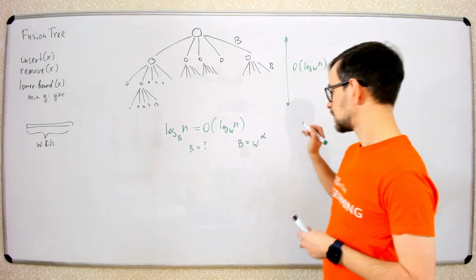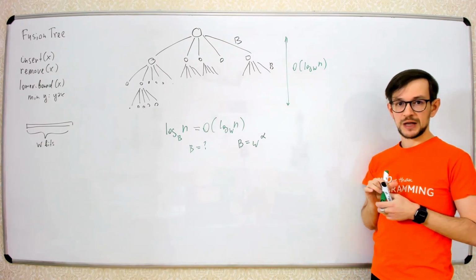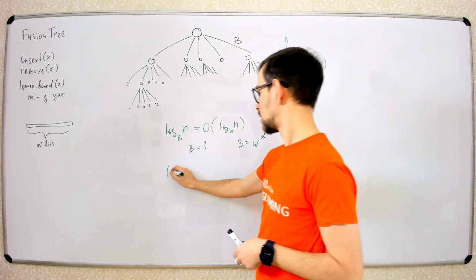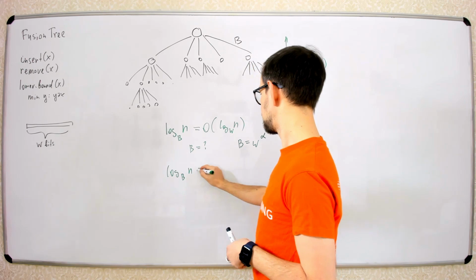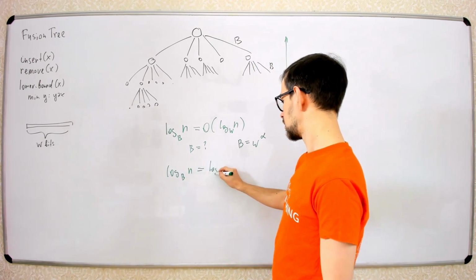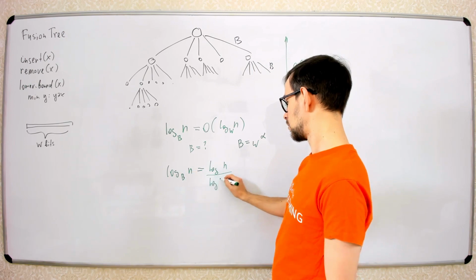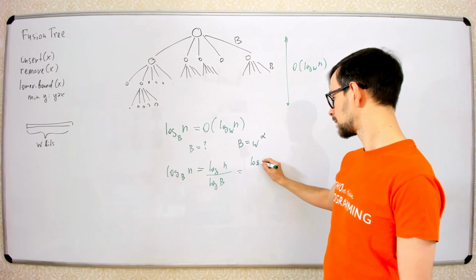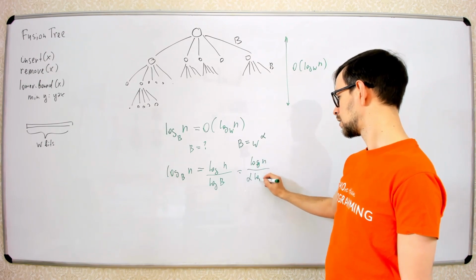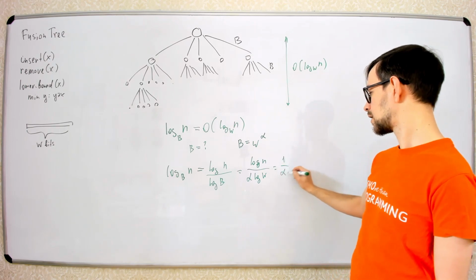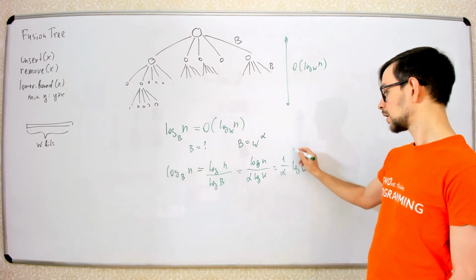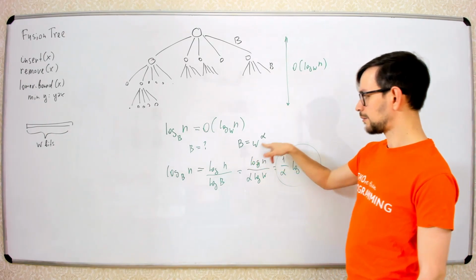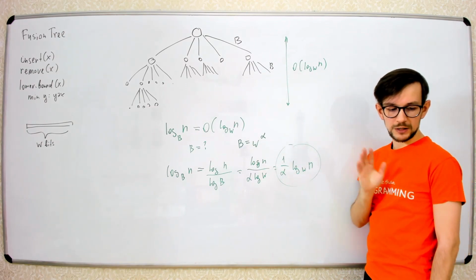If you pick b as W in any power, you will still have this time complexity, because log base b of n will be log n over log b, right? So if b is W to the power alpha, then this is log n over alpha log W, so it's 1 over alpha times log base W of n, right? So you can pick for b not W, but W in any power, and it will work.